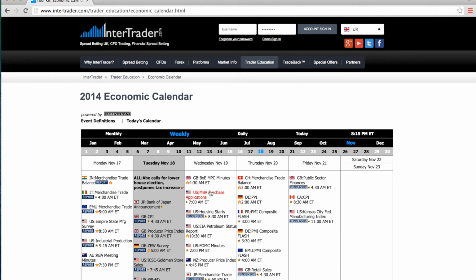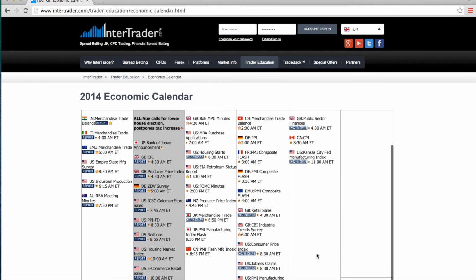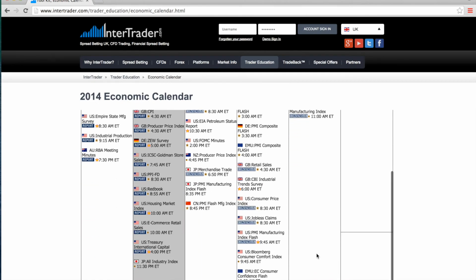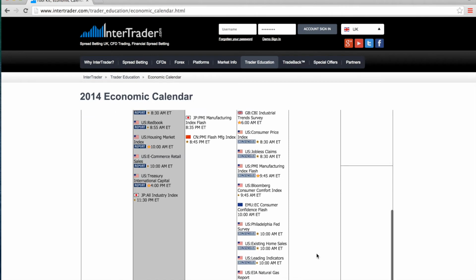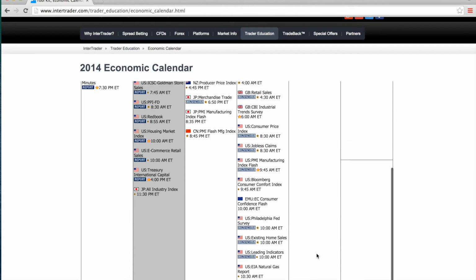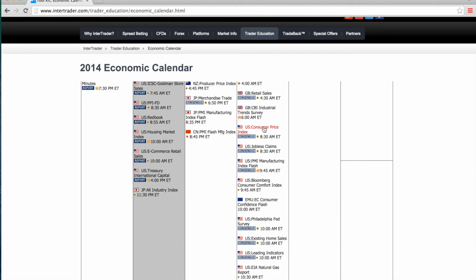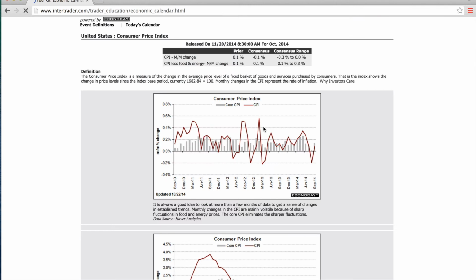So as you're getting ready to prepare for your trading week on a Sunday evening, you'll be able to see most of the U.S. events' consensus estimates, which will give you some additional insight into market expectations. Let's look at an example. I'm going to click into the U.S. Consumer Price Index due out this Thursday.